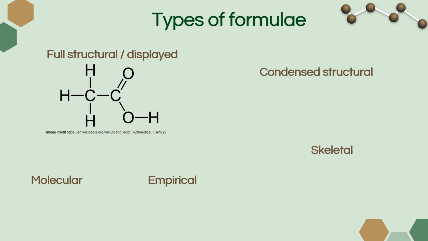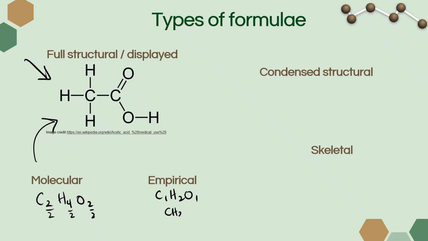First, let's review what even are these different kinds of formulae. Remember that the full structural or displayed formula, this is my favorite, shows the arrangement, all the bonds of all the atoms in a molecule. Molecular, we're just going to count. We've got 2 carbons and 4 hydrogens and 2 oxygens in this particular molecule. Empirical, we're going to reduce that down, divide all of our subscripts by the greatest common factor, which in this case is 2. Our empirical formula, therefore, would be C1H2O1. We could also ignore the ones. We do love an invisible one.